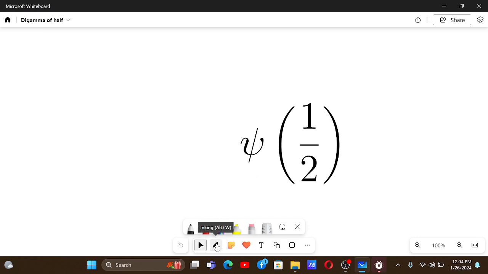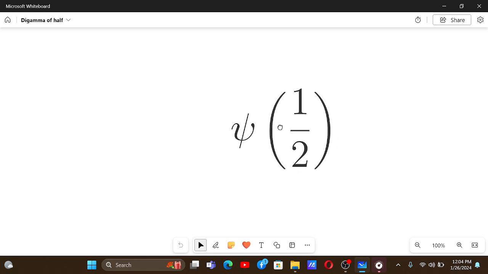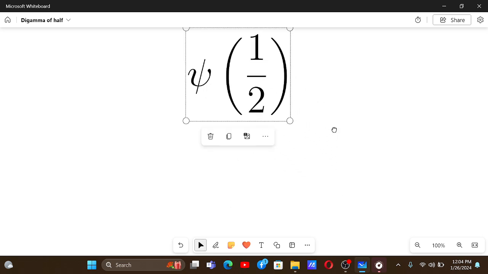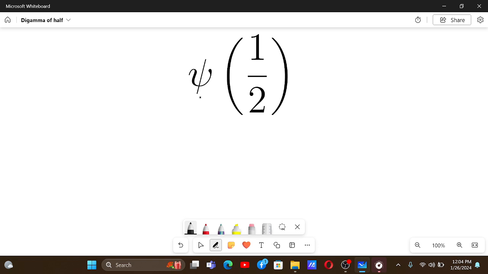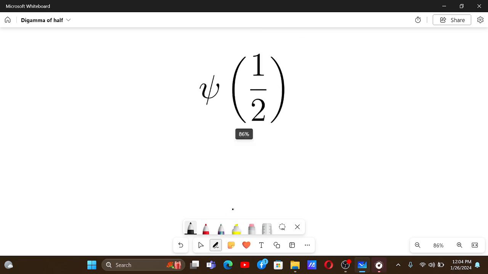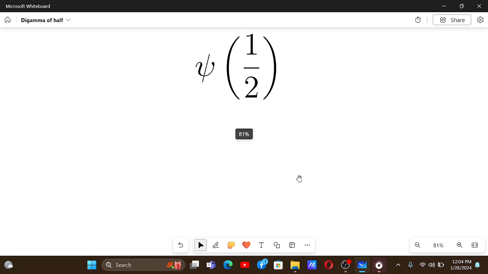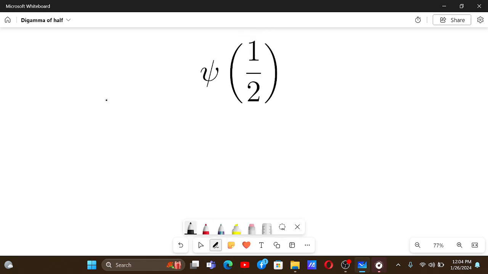I just noticed that in my playlist of digamma function, this important video was missing, where I would find the value of digamma of 1 by 2, because it's really used in most of the places and it's helpful. Okay, now let's begin. How do we begin? Let's say if we have to find gamma of 1 by 2, we could have used the duplication formula, Legendre's duplication formula.